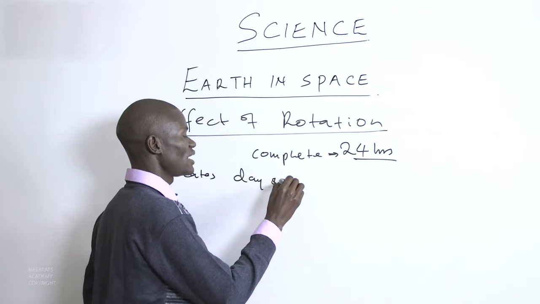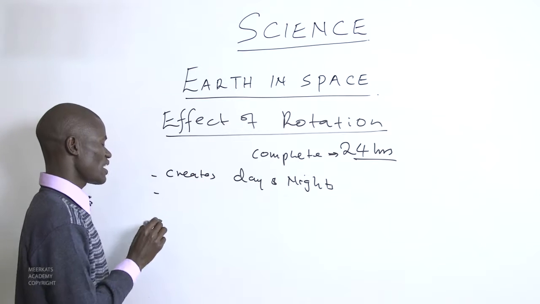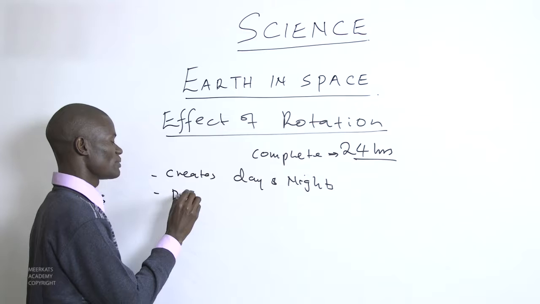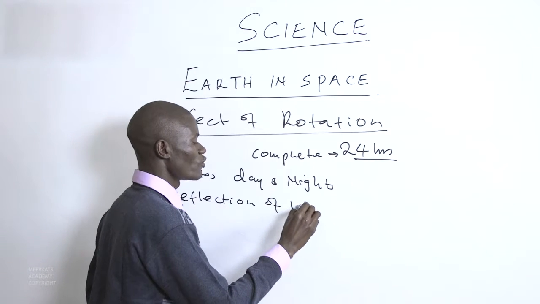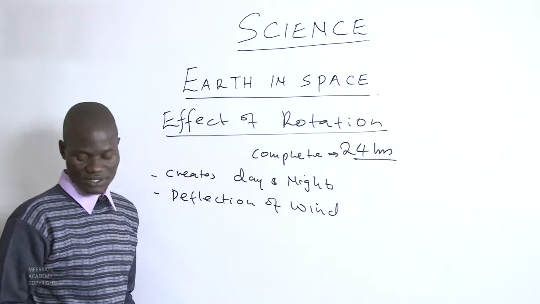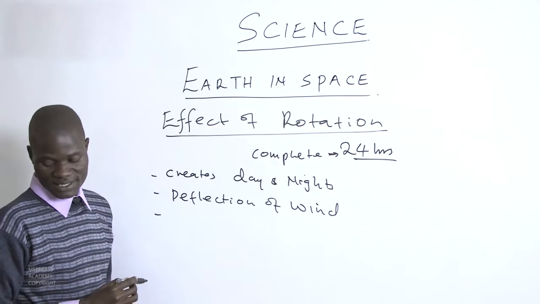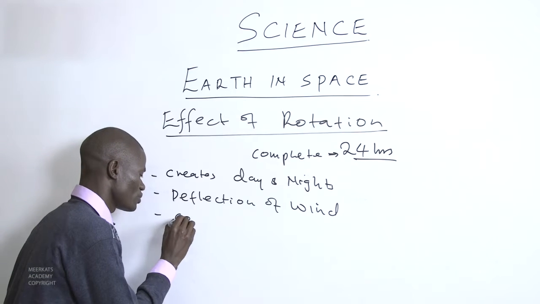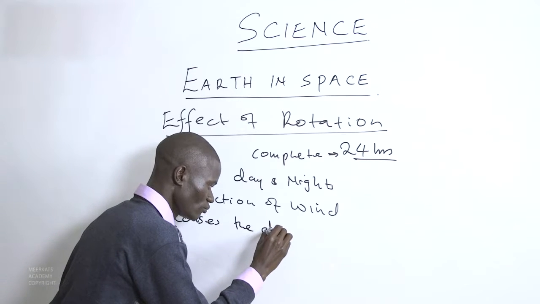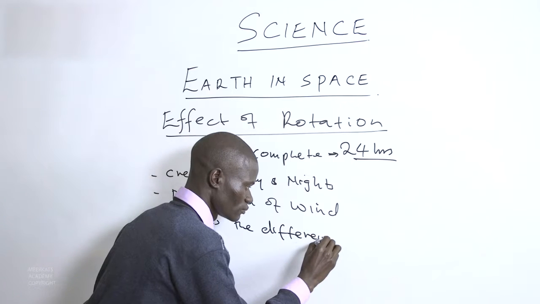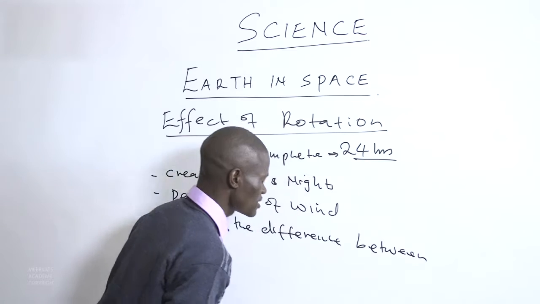We have day and night. That is one effect. Another effect is the deflection of wind on the planetary system. And it also causes what we call the difference between the longitudes that are experienced.